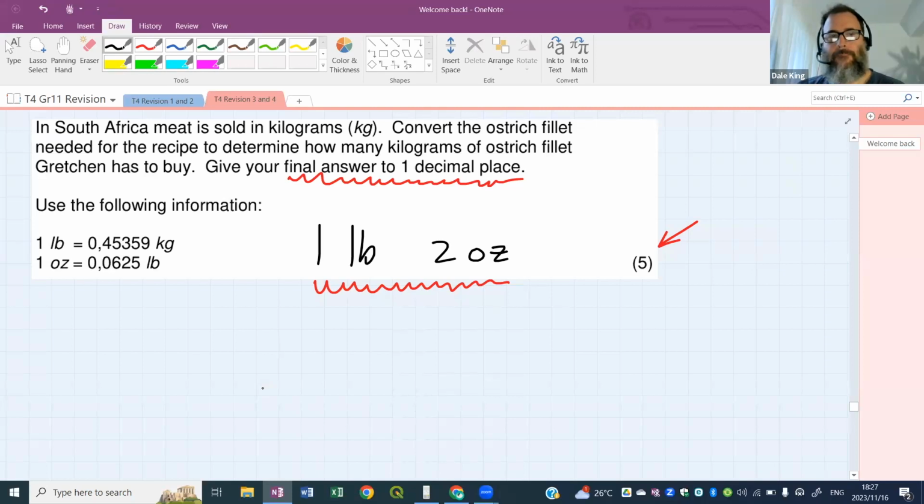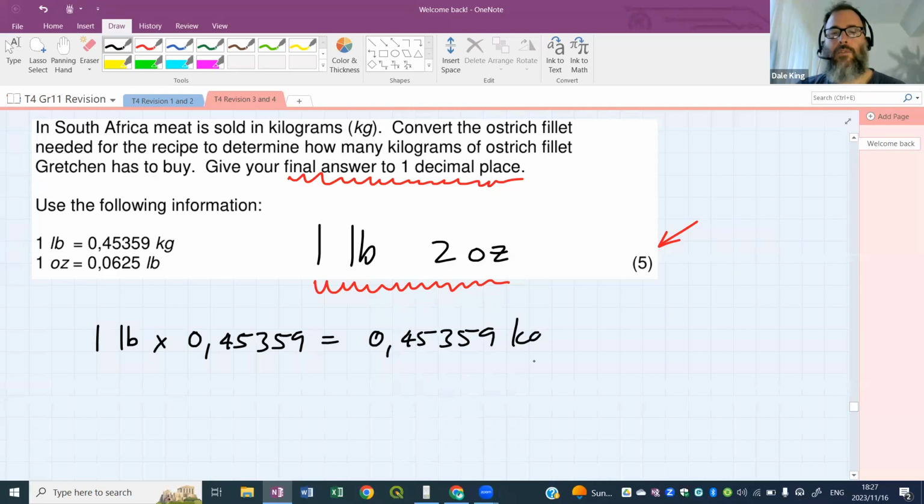Sir, I'm not really sure, sir, but I think the first few steps we're going to start by converting. We're going to start with the pounds, and then we're going to do 1 pound times the conversion. Very good. So 1 pound times 0.45359 will get us 0.45359 kilograms. Good. We've changed the pounds.